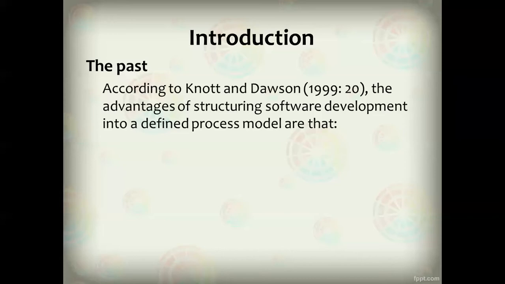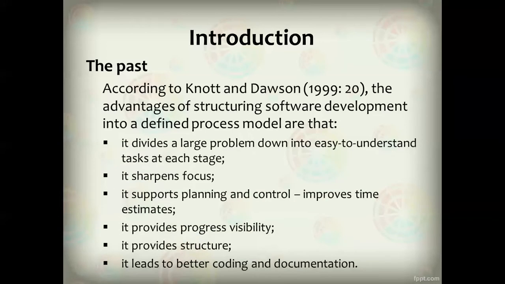According to Nutt and Dawson, the advantages of structuring software development into a defined process model are that it divides a large problem down into easy-to-understand tasks at each stage. It sharpens focus. It supports planning and control, improves time estimates. It provides progress visibility. It provides structure. It leads to better coding and documentation.